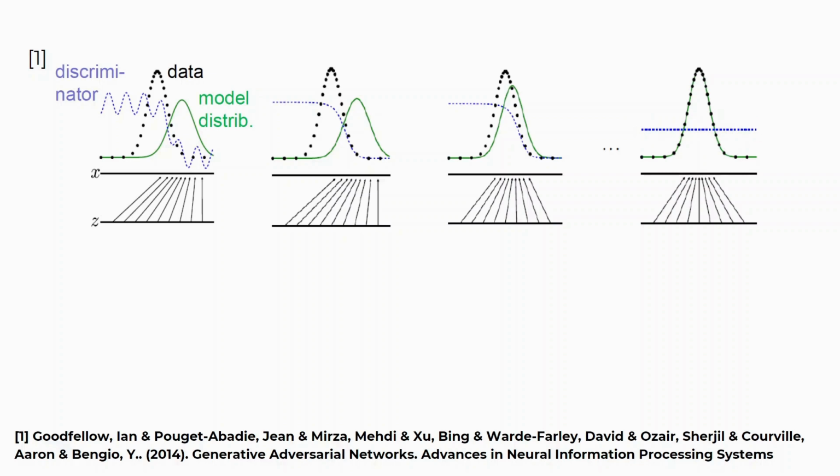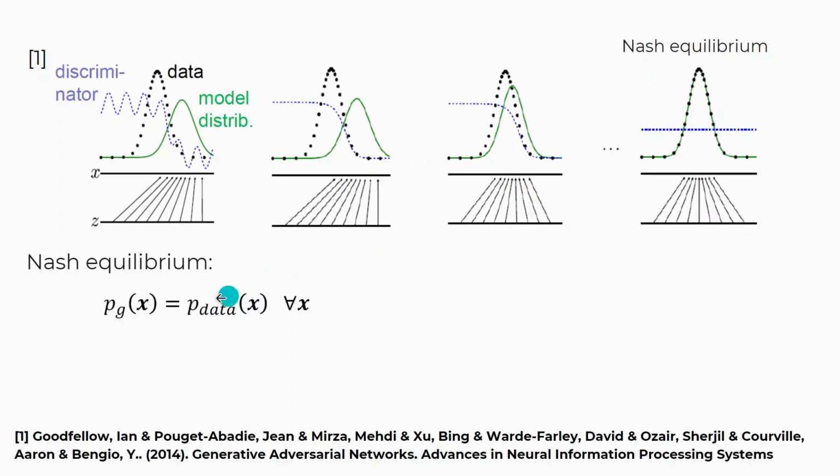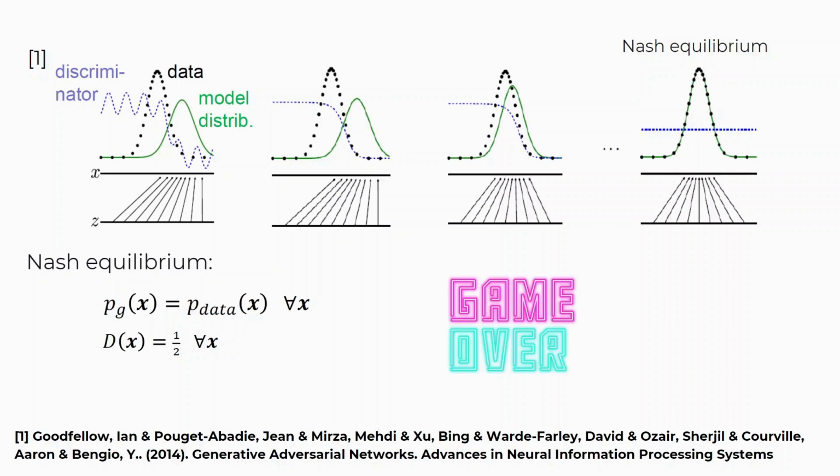This point is also called Nash equilibrium. For the Nash equilibrium, two conditions are met. In the first, the distribution from the generator model and the distribution of the real world image dataset become the same. The second condition is that the discriminator output becomes equal to 0.5 for all the inputs that it gets. And that means we can't improve further from this point onwards. That's the game over point.